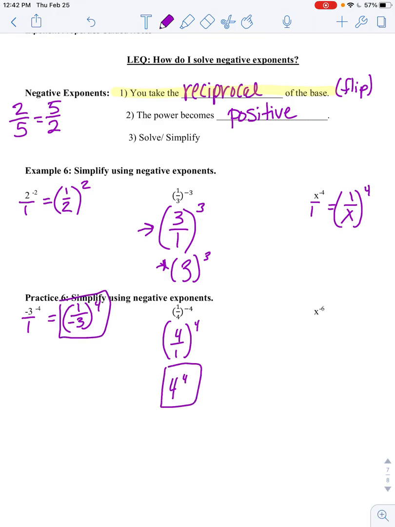And then last but not least, we could put x over 1. Switch the 1 and the x, and that's raised to the 6th power. So again, we're taking the reciprocal, so we're flipping our numerator and our denominator, and then making our exponent positive.